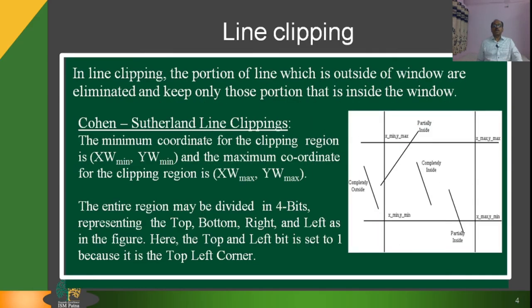So, next the lines. The lines may be completely inside the window, partially inside the window, or fully outside the window. So, in line clipping we will cut the portion of the line which is outside of the window and keep only the portion that is inside the window. For this very purpose, the Cohen-Sutherland line clipping algorithm is often used. The minimum coordinates for the clipping region are xwmin and ywmin, and the maximum coordinates for the clipping region are xwmax and ywmax. So, we will use 4 bits to divide the entire region. These 4 bits represent the top, bottom, right and left of the region as in the figure.